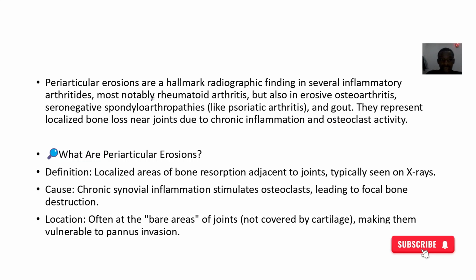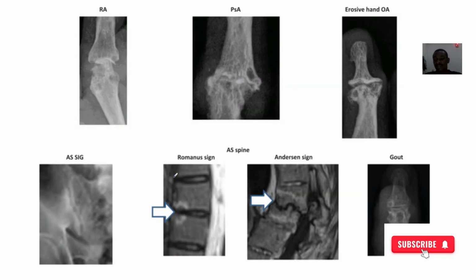So periarticular erosions, we see that they are a hallmark radiographic finding in several inflammatory arthritis, most notably, okay? They help you to know that this person definitely has issues of rheumatoid arthritis, and they also help in diagnosing all those erosive osteoarthritis. So what are periarticular erosions? They are just localized areas of bone resorption, okay, adjacent to joints. They are typically seen on x-rays.